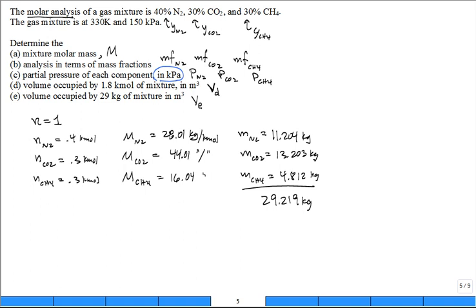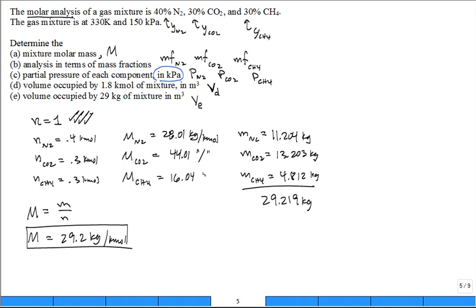So we started with a mixture of 1 kilomole, and we find out the total mass of that mixture is 29.219 kilograms. So what's the molar mass of the mixture? M divided by N. We assumed this. We started with that. So its molar mass is 29.2 kilograms per kilomole.